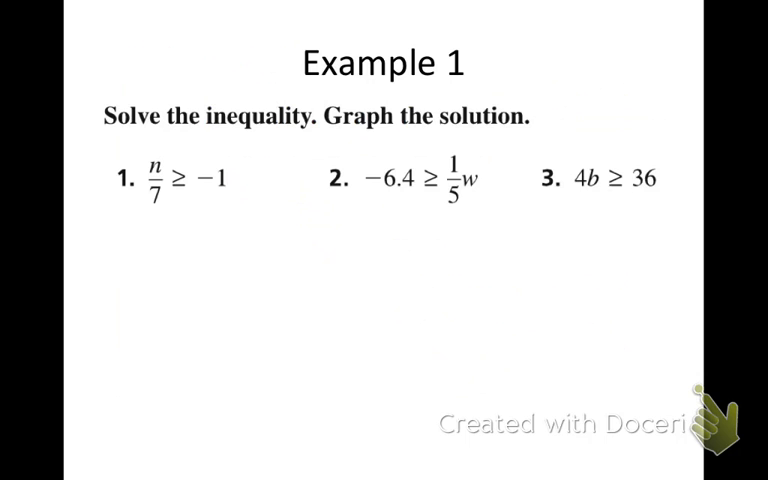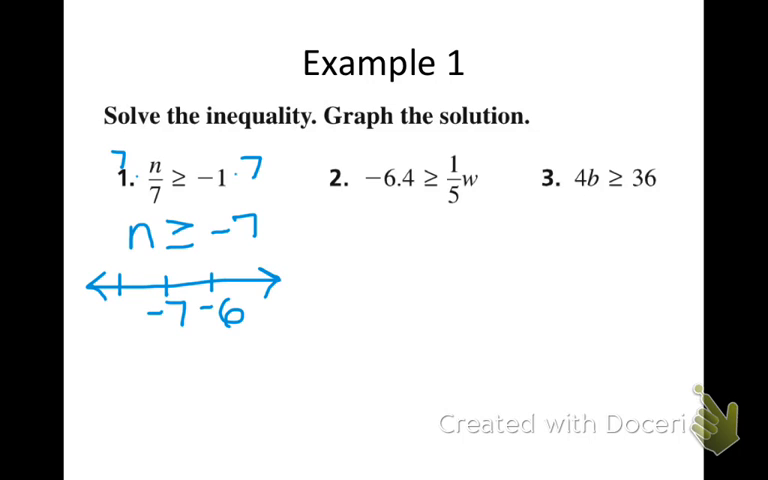Let's take a look. Solve the inequality and graph the solution. So we look at what's being done to the variable. On the left, n is being divided by 7. We will multiply both sides by 7. Note that since 7 is positive, this does not change or reverse the symbol, but negative 1 times 7 is a negative 7. And then to graph it, have a solid closed circle, and it would point to the right.